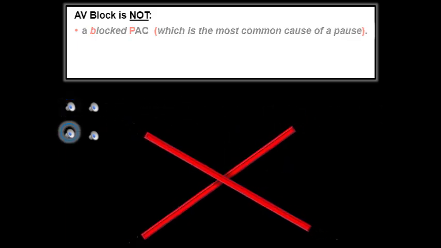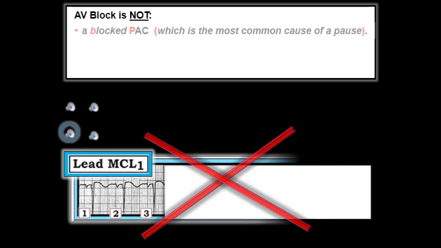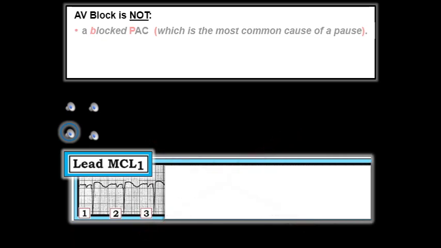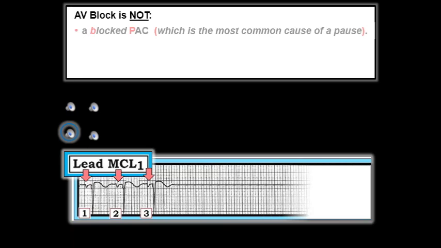Before getting into what AV block is, I'd like to show one more example of what AV block is not. In this right-sided MCL1 monitoring strip, the rhythm begins with 3 sinus-conducted beats, red arrows. What happens after these 3 sinus-conducted beats? An extended pause is seen that lasts for more than 4 seconds.